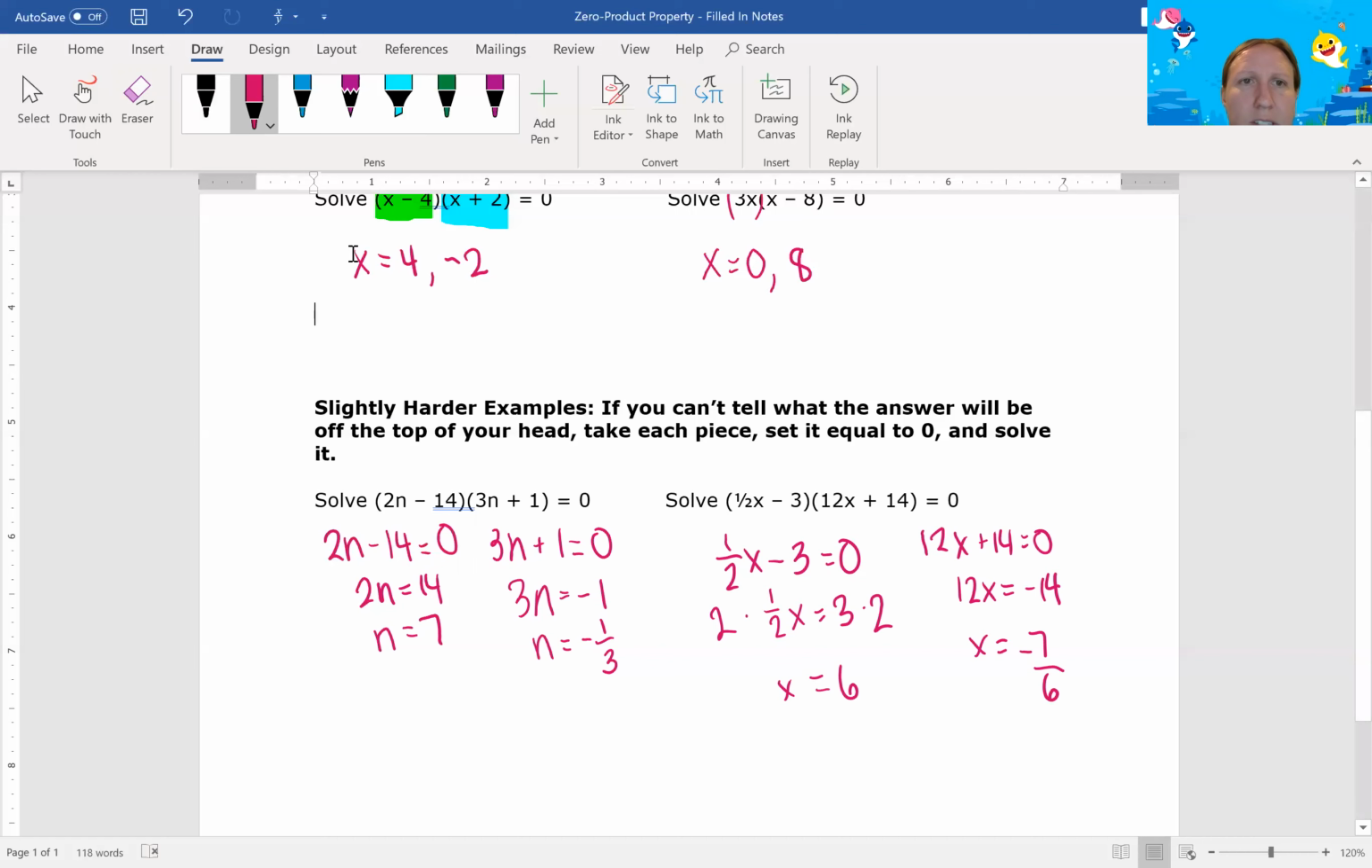So once again, just say what x would be to make each of the parentheses equal 0. If you're not sure off the top of your head, just create an equation, set it equal to 0, and then go ahead and solve that.